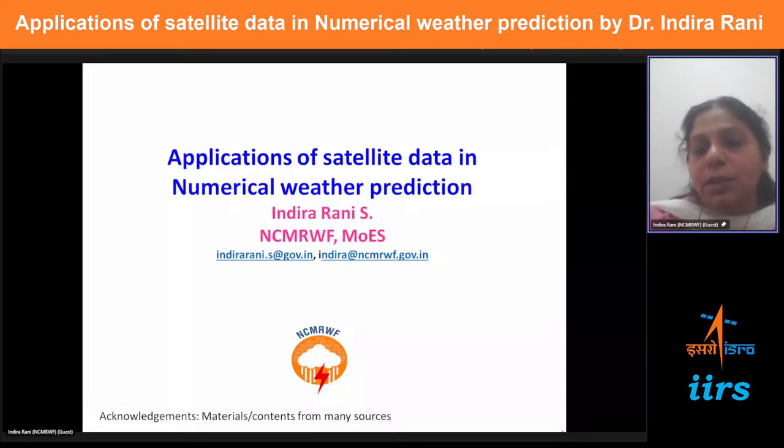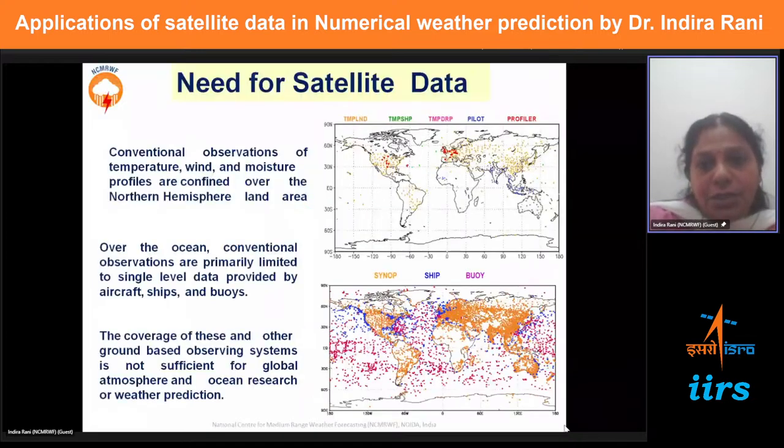As you know, we have many conventional observations. Conventional observation in the sense it is in situ observations like upper air observations and surface observations. Here the upper chart shows the upper air observations, that is the radiosonde, pilot balloons, wind profiler, everything. You can see from this figure, most of the upper air observations are mainly over the northern hemispheric land region.